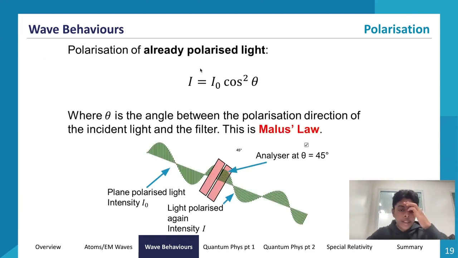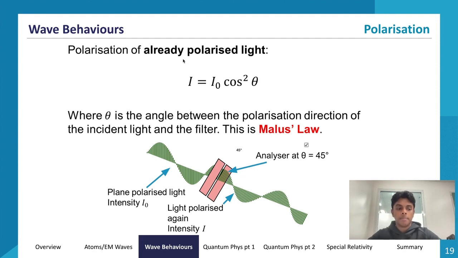And then we have the polarization of already polarized light. This is the already polarized light, and this is the polarized light again. So it gets polarized again. What happens is now we follow Malus's law, where I equals I naught cos squared theta.